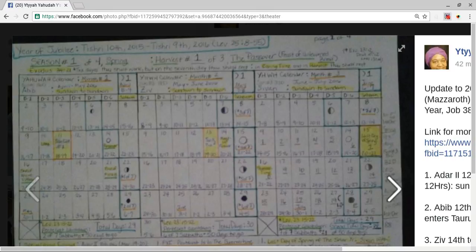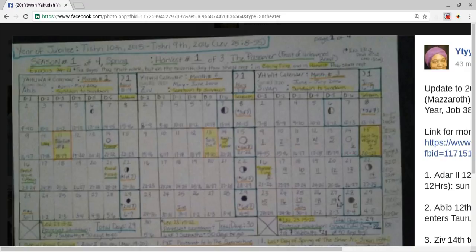So when I counted the number of days from Abib the 12th to Ziv the 13th, I got a total of 31 days. Now the actual time between that day and the 13th day, I got 30 days, 23 hours, and 47 minutes. So the third month of the sun began on Ziv the 14th day, right here. And it ended on Sivan the 15th day. Now, everybody's pretty much familiar with the summer solstice. That's what that represents, the summer solstice, okay? So on the summer solstice day, the sun entered Cancer. That is the next sign that it entered, Cancer.